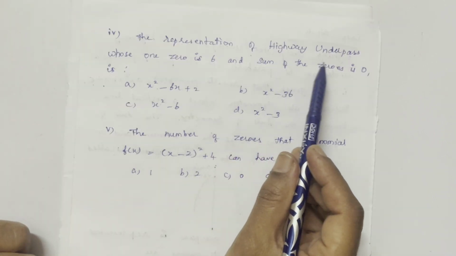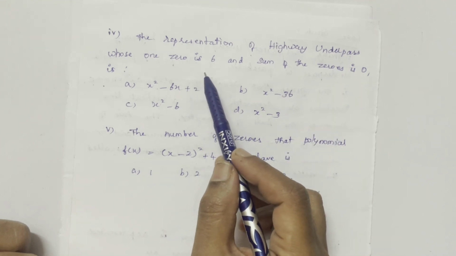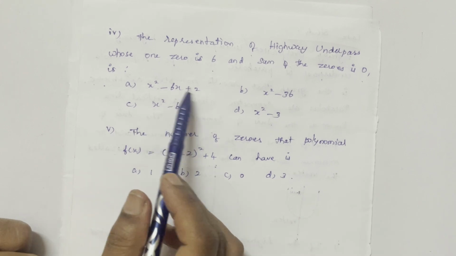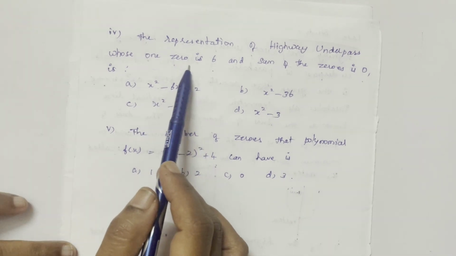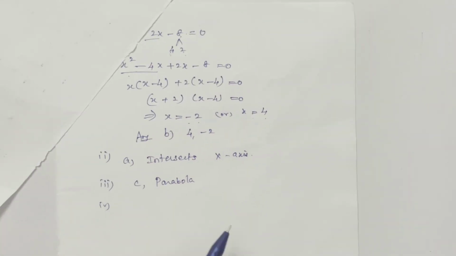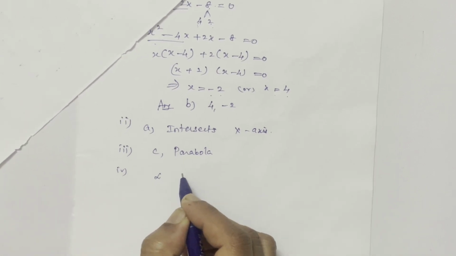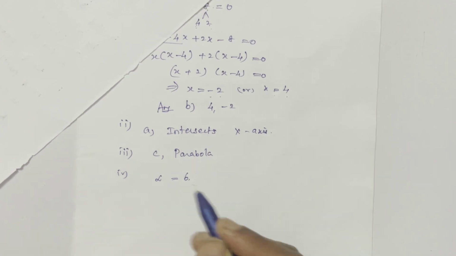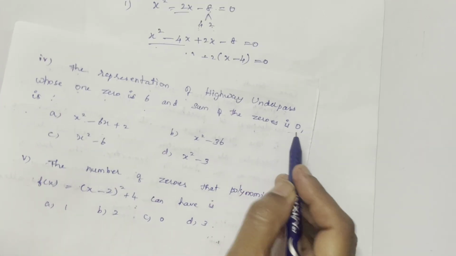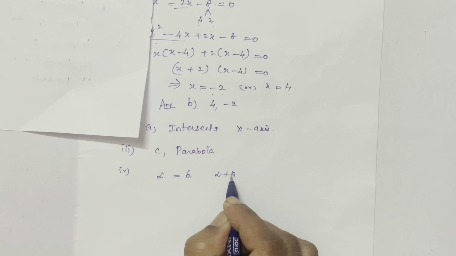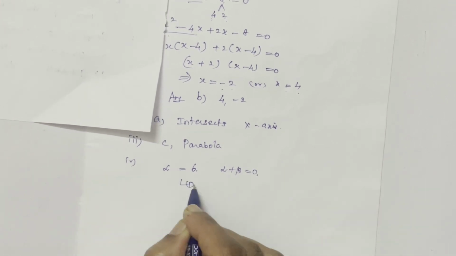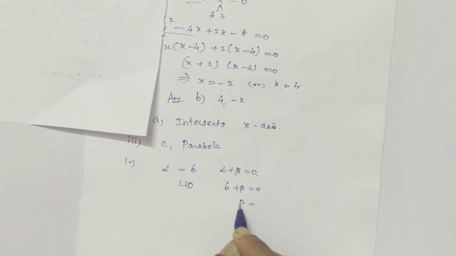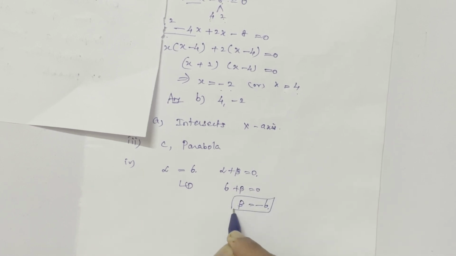The representation of a highway underpass, whose one zero is 6 and the sum of the zeros is 0. We have to find the quadratic equation. One of the zeros is 6. So that is alpha. Alpha and beta are the two roots. So alpha is 6. Sum of the zeros is 0. So alpha plus beta equal to 0. So let us substitute alpha here. So 6 plus beta equal to 0. Beta equal to minus 6.